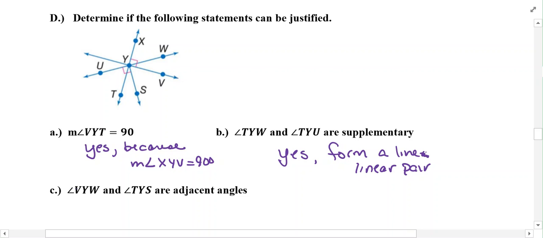Then we're asked, is VYW, this one here, and TYS, which is this one here, are they adjacent? Well, they do share a common vertex, but they do not share a common side. So no, they do not share a common side.